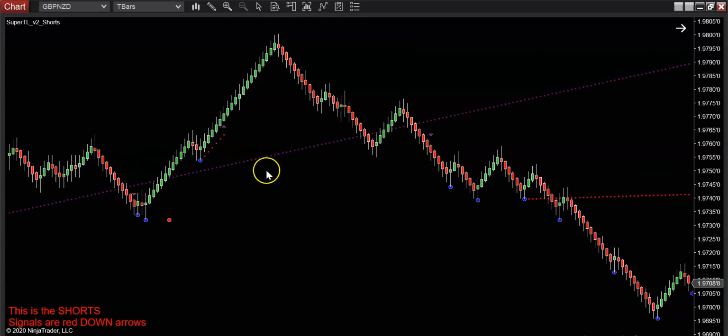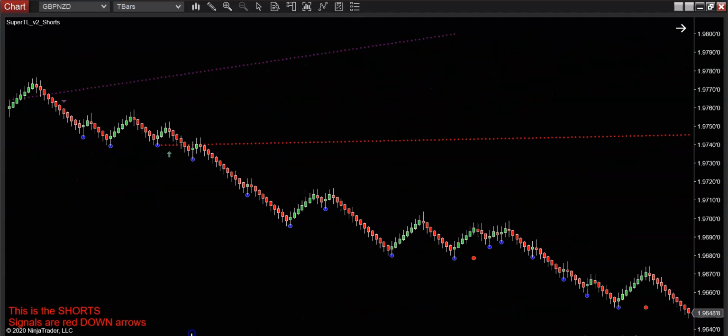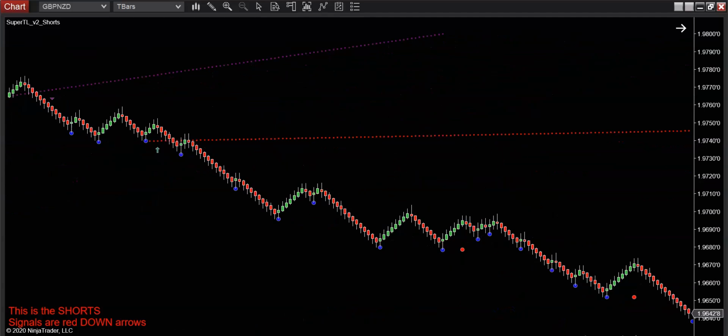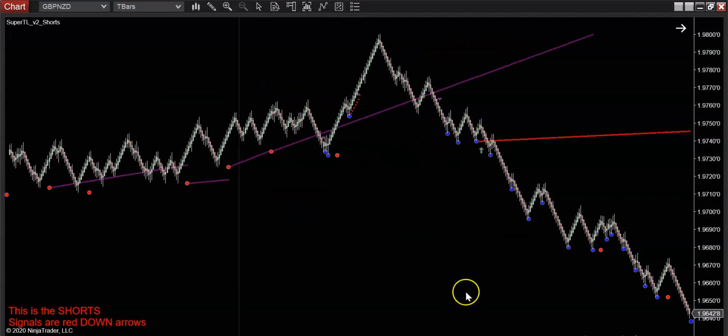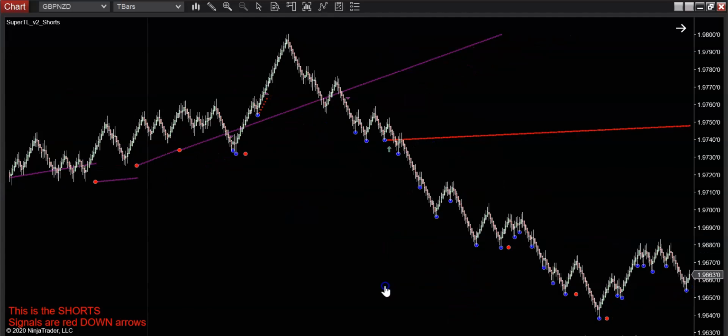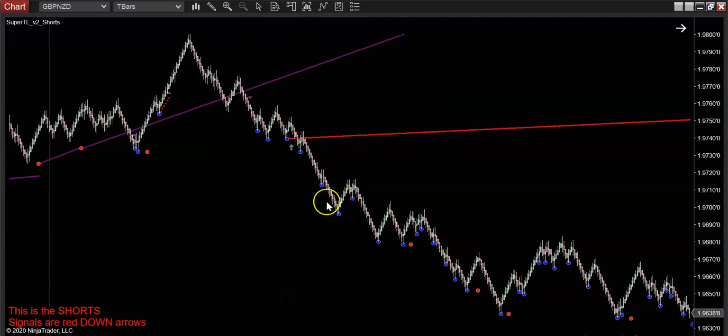Okay, I've really zoomed in. Again, I hope you guys can see this. Here's the purple. And now since we're looking for shorts, we don't want to see greens. We want to see reds. So here is a nice red right there. It looks like it might be a flat line, but it's actually a very, ever so slightly angled line, this red trend line right here.